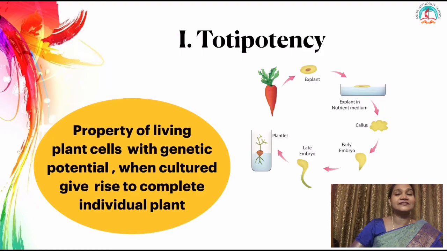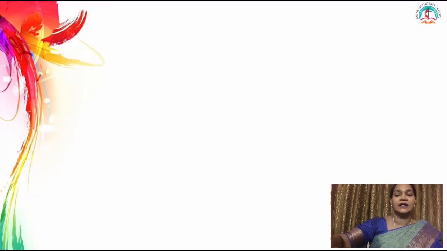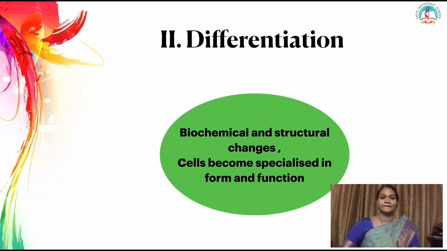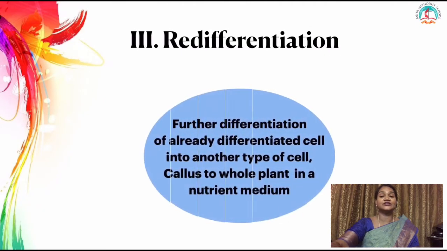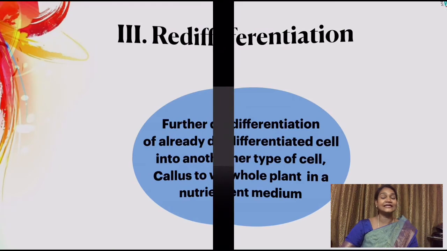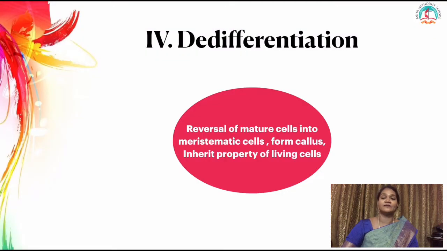The second one is differentiation. Here, biochemical and structural changes occur. The cell becomes specialized in form and function. The third concept is redifferentiation. Here, there is further differentiation of already differentiated cells into another type of cell, the callus to a whole plant in a nutrient medium. The last concept is dedifferentiation. Here, there is a reversal of mature cells into somatic cells. It forms callus. It inherits a property of living cells.